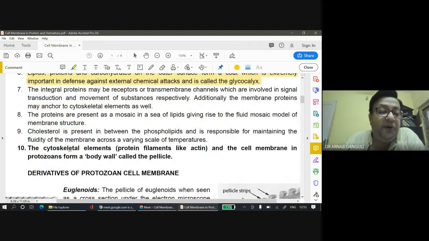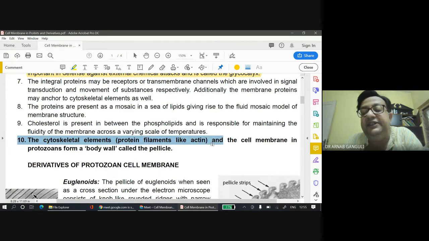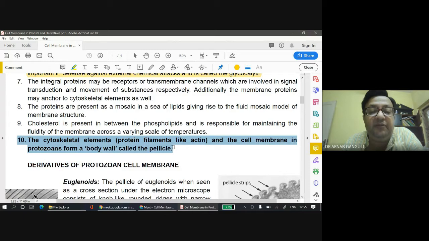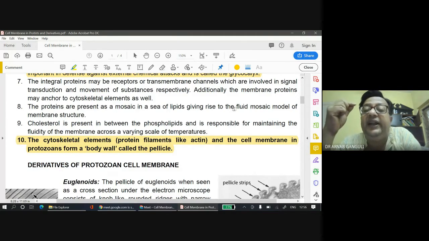The next important line, which I've kept in bold, I'm highlighting it, is the cytoskeleton elements, or protein filaments like actin, which is present inside. And the cell membrane in protozoans, they form a body wall known as pellicle. So these unicellular organisms have a body wall called pellicle.